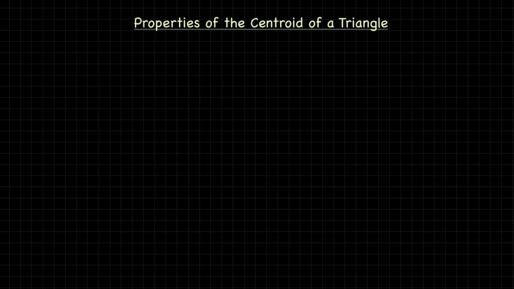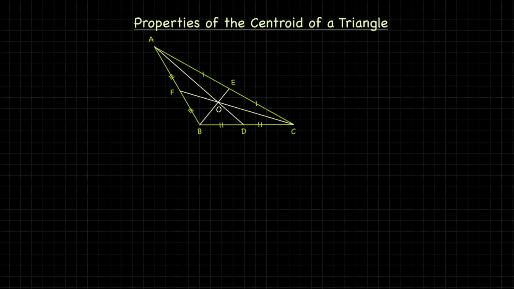In this video, I'm going to describe and prove some properties of the centroid of a triangle. The centroid is defined as the point where all three medians of the triangle intersect, and a median is the line that connects a vertex to the midpoint of the opposite side. For example, vertex A connects to the midpoint D of the opposite side BC.